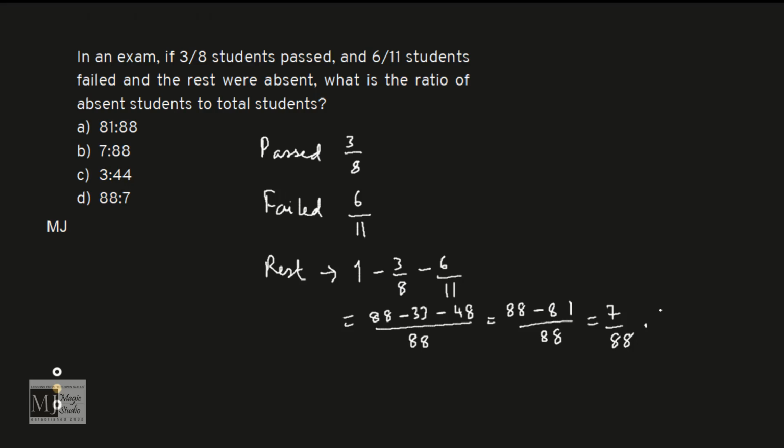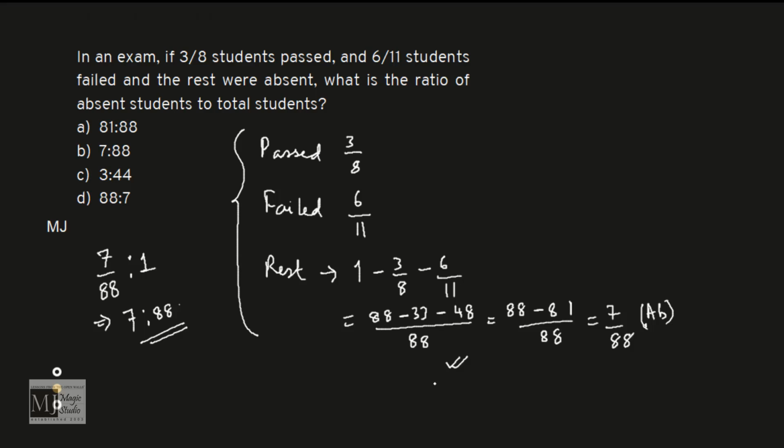Then what is the ratio of absent students? Absent students are 7 by 88 to total students. Total students are 1, if you are talking fractions. So this is 7 is to 88. Done. Simple questions with the help of fractions. But instead of writing all these in fractions and finding the rest of the people, can't we do it by simply finding the LCM of these two? 8 and 11 is 88. Just start with the number itself. Numbers always help.